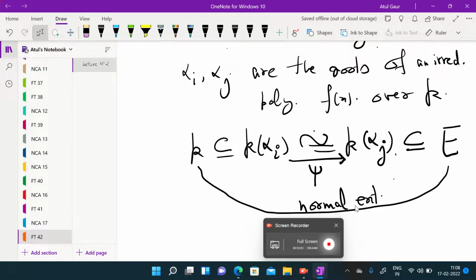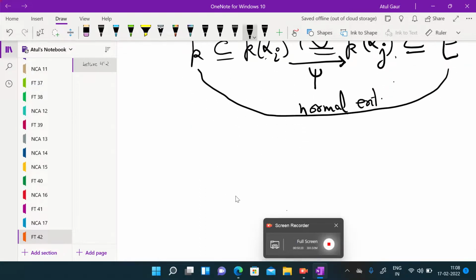And this is a tower of finite extension. K contained in K(alpha_i) contained in E, it's a tower of finite extension. So you did a corollary in Section 7.2, that any K-homomorphism from K(alpha_i) to E can be extended to a K-automorphism on E. It is, I guess, corollary 7.2.5.